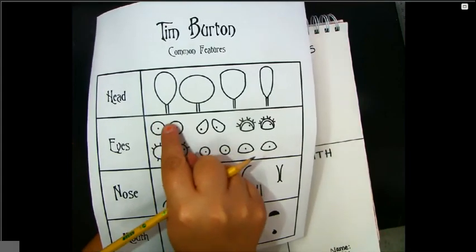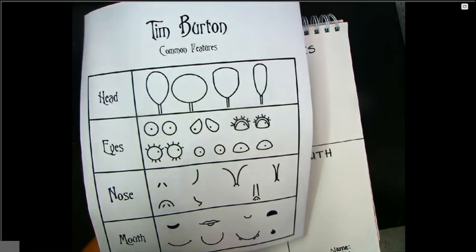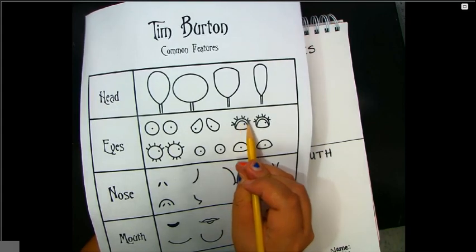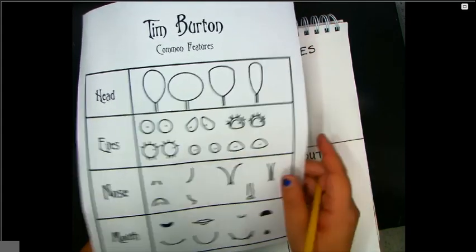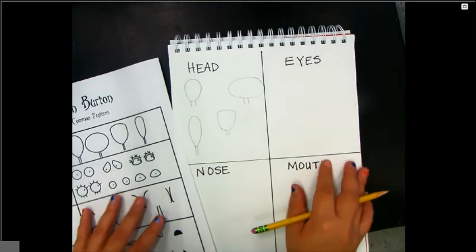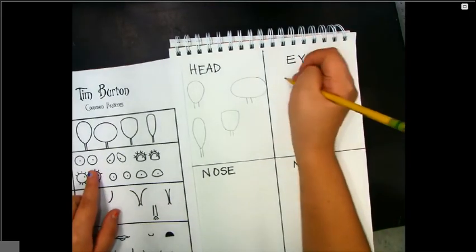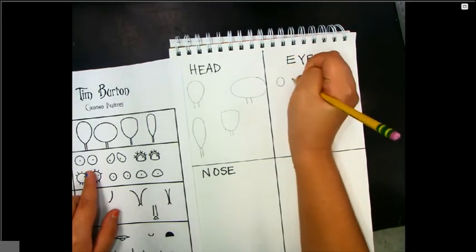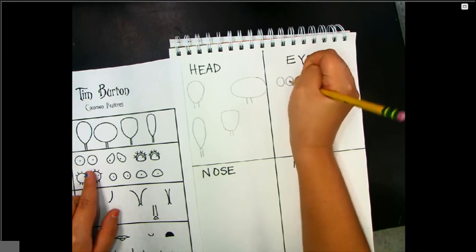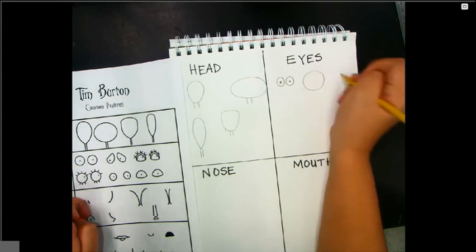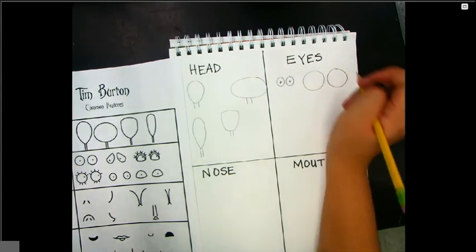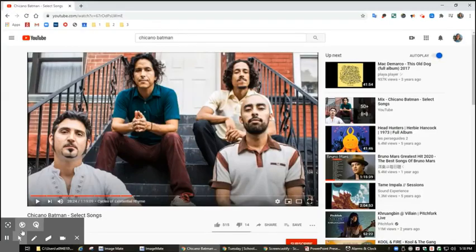Now take a look at these eyes. A lot of them have similar big circles. Some of them have some curved lines along with some eyelashes. So again, please focus on those simple shapes like circles, ovals, or curved lines when you're drawing. You can even draw some larger, some bigger. Fill up your square or your rectangle as much as possible.